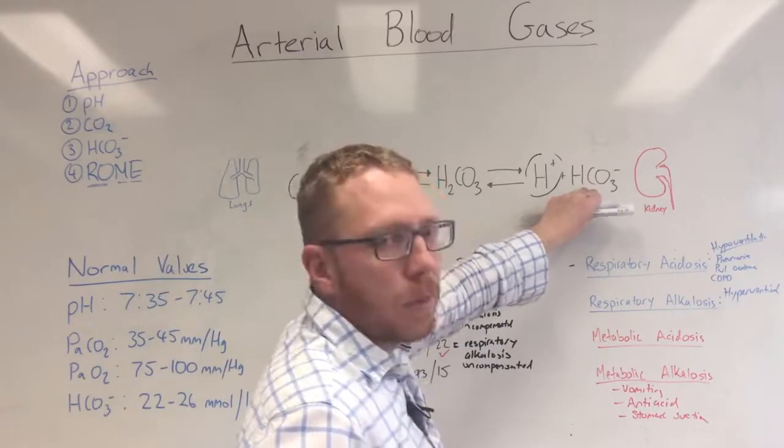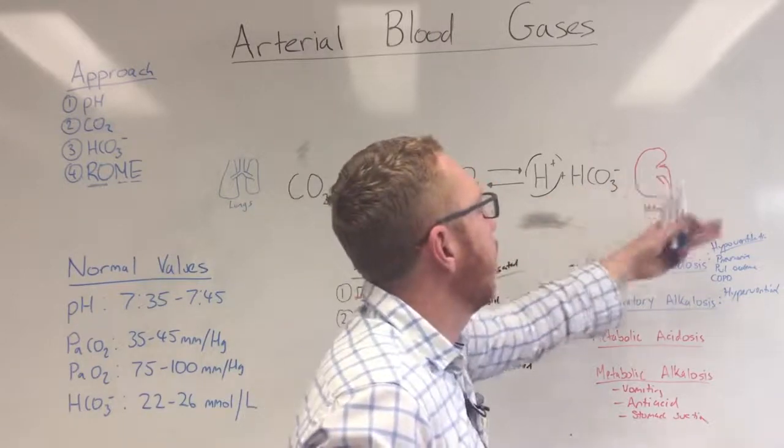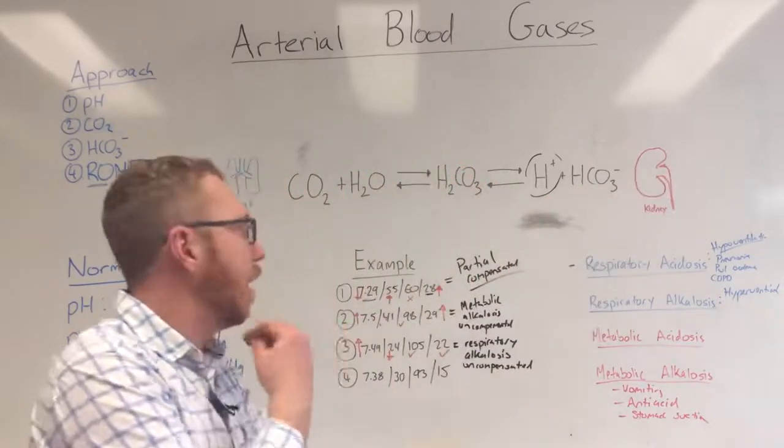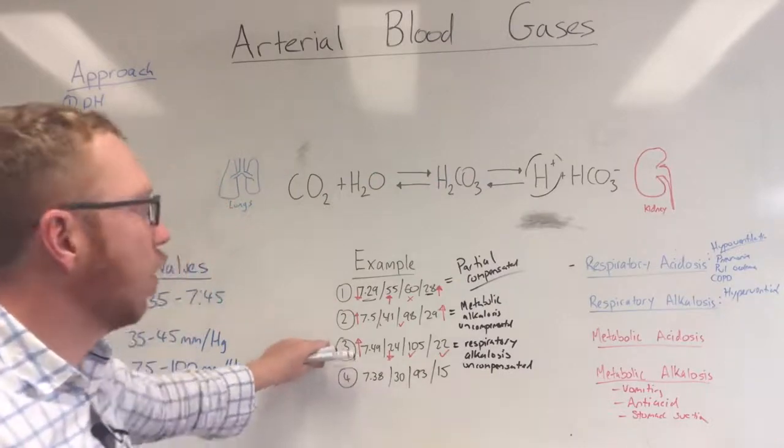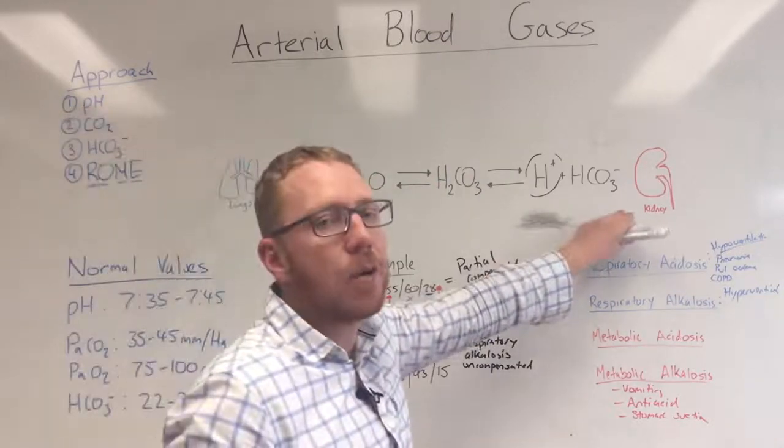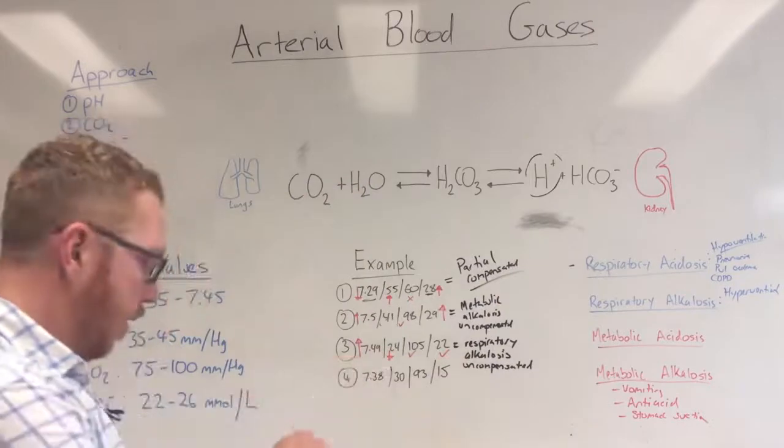kidney to essentially compensate by urinating out the excessive amounts of bicarbonate. But at this point in time, the kidney is not doing so. Remember, the kidneys do take hours to do this, and this is probably why it's a bit slower.